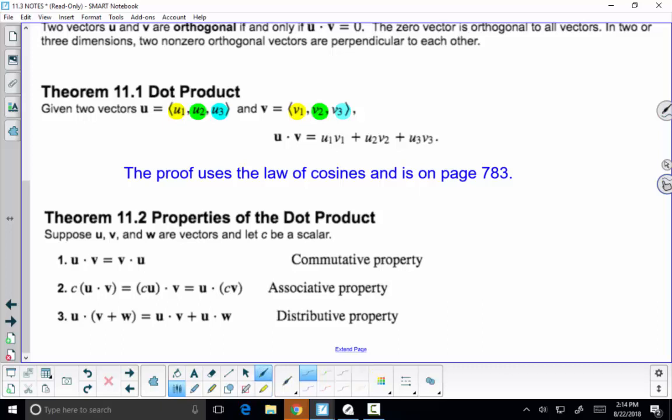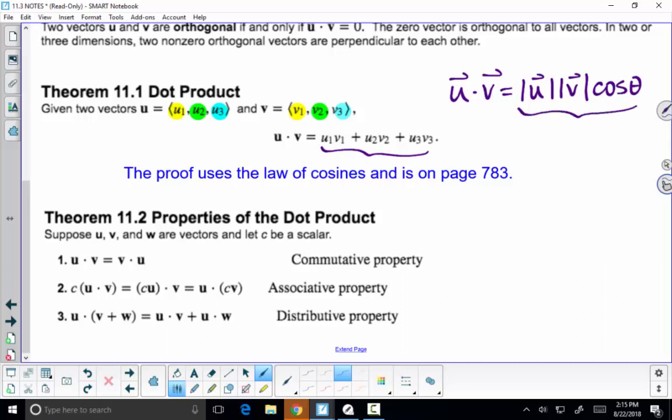So one of our conclusions then is that we can write u dot v in either one of these ways. So we can write it as the length of u times the length of v times cosine of theta. Or we can write it like that. And so quite frequently, we're going to be setting these kind of things equal to each other.